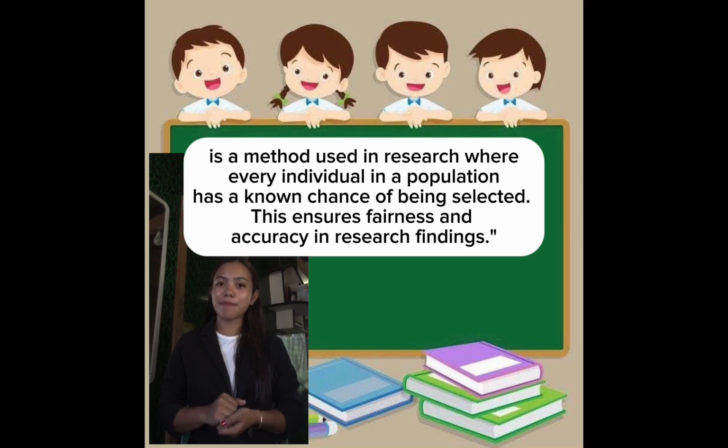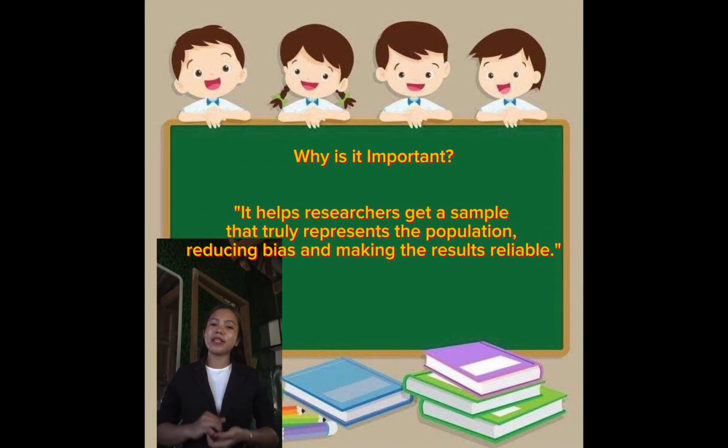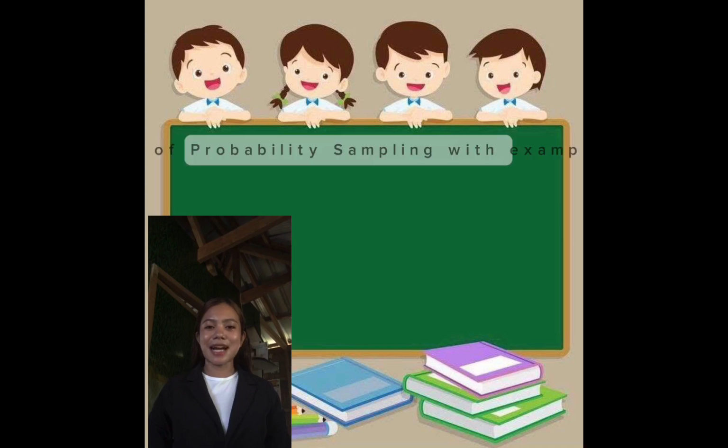Probability sampling is a method used in research where every individual in a population has a known chance of being selected. This ensures fairness and accuracy in research findings. Why is probability sampling important? Probability sampling is important because it helps researchers to get a sample that truly represents the population, reducing bias and making the result reliable. So now, let us discuss what are the types of probability sampling.